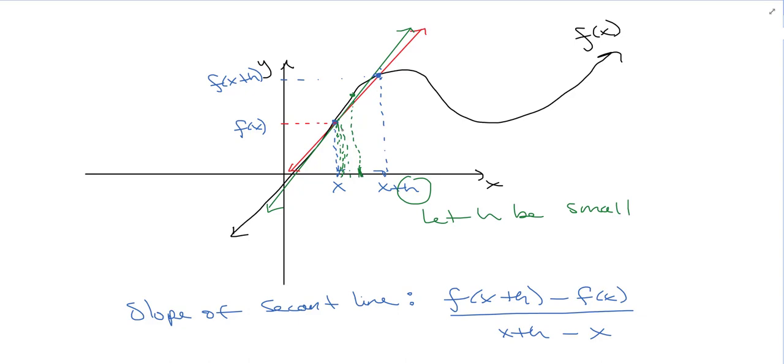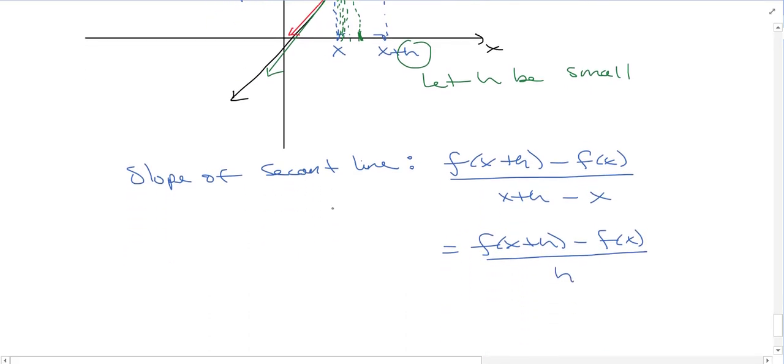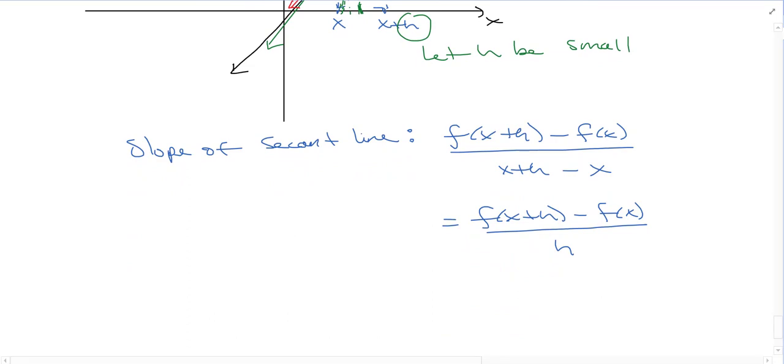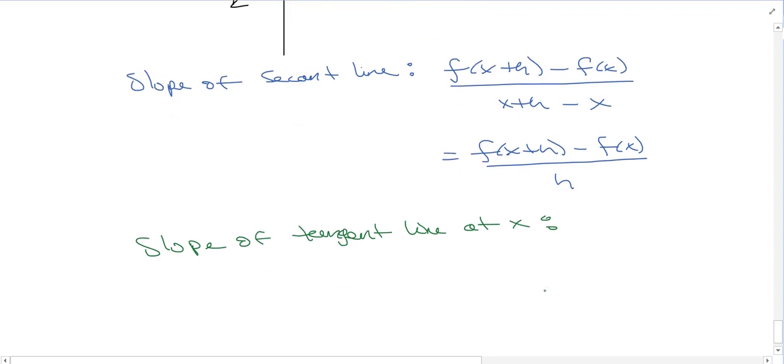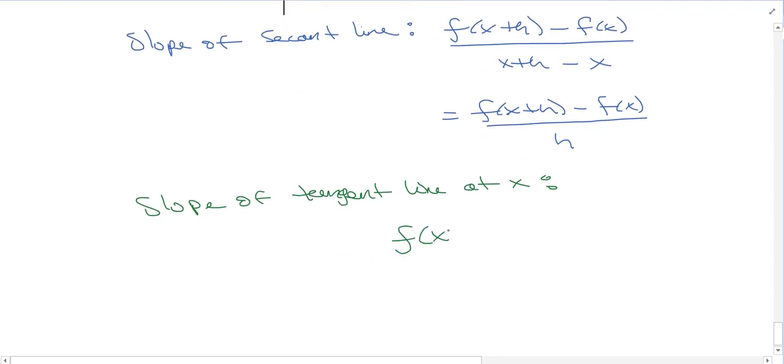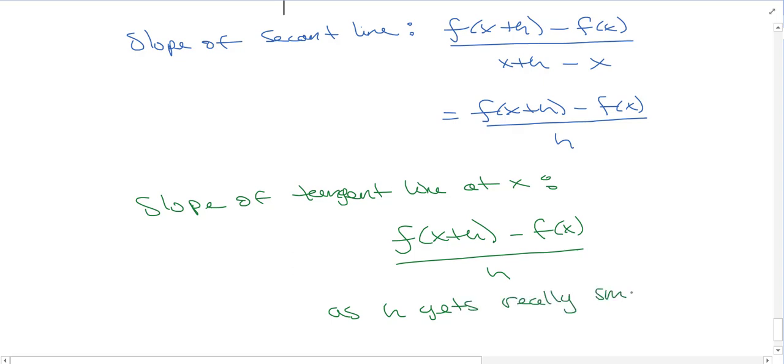So here you have the slope of your tangent line. So what is the slope of the tangent line then? If you don't have 2 points, the slope of our tangent line is, as h gets really, really small, right? So then the slope of the tangent line at x will be essentially f of x plus h still minus f of x all over h as h gets really small. How small? We can say as h goes to 0.